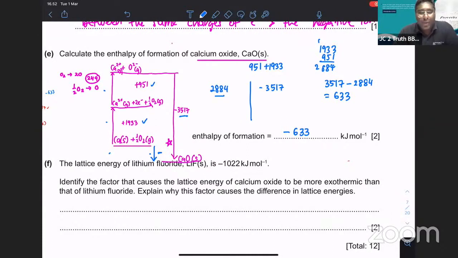So that is the value, and this is how you draw the Born-Haber cycle. They didn't ask you to draw. You should be able to produce this and should be able to make sense of this. That's why I show you.